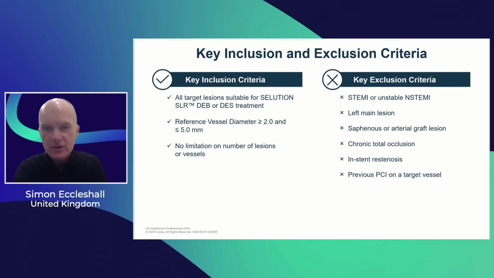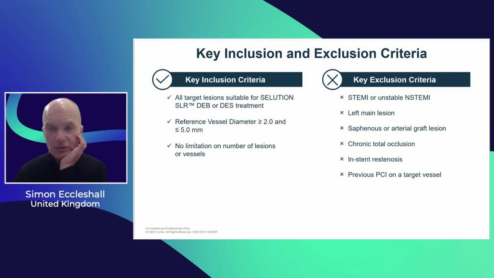So the key inclusion-exclusion criteria are listed here. Essentially, all target lesions needed to be amenable either to the balloon or a stent before randomization. The reference vessel diameters were between 2 and 5, and there was no limitation on the number of lesions or vessels, with the exception that we didn't want people to put so much work in that they knew that they were going to be bailing out at least some of the time in the balloon arm. We were accepting up to 30% bailout, and as you'll see later on, that wasn't a problem. But what we don't want is every patient to be bailed out because you've done so many lesions.